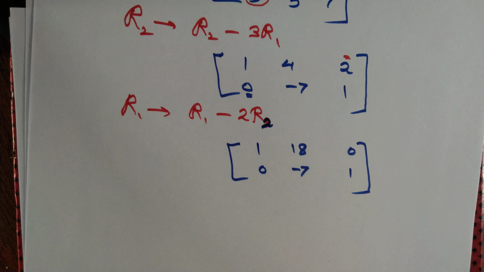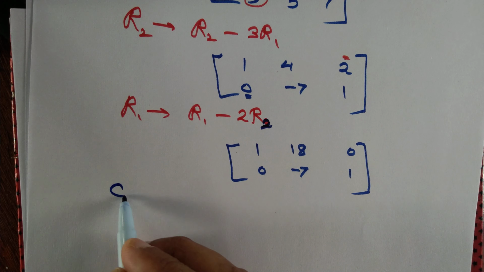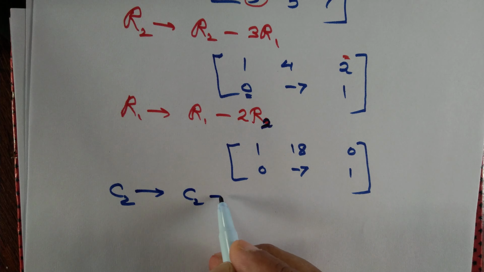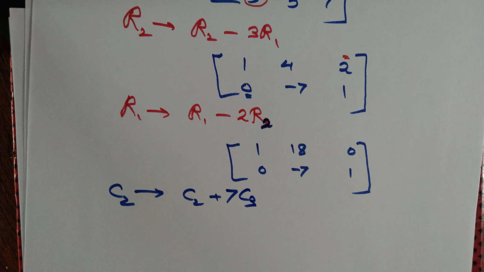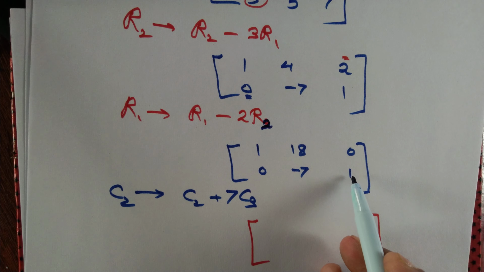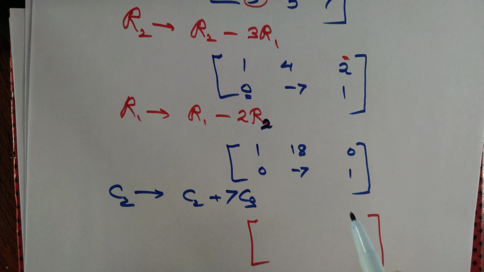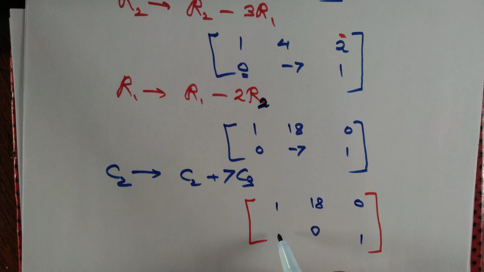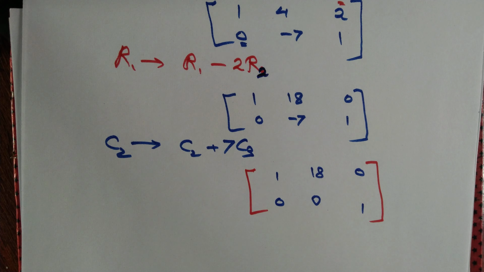So what we do is we apply elementary column operation. So we apply the column operation C2 is C2 plus 7 times C3. So what we are doing is we are adding 7 times third column to the second column. That gives us 0, 18, and third column we keep it as it is, 0, 1, and first column we keep it as it is. We got some more number of 0.